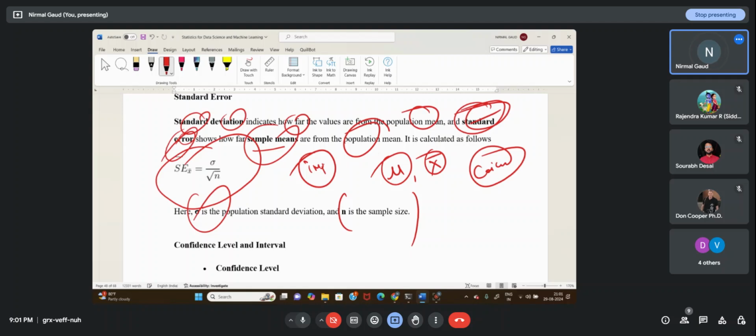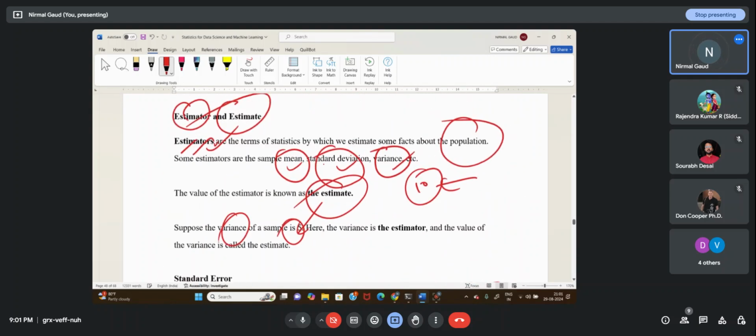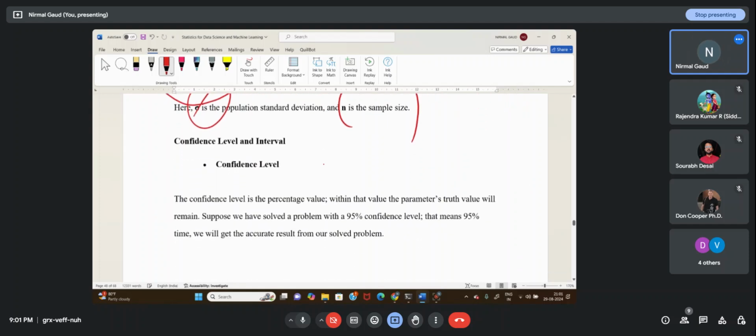This is your standard error. So estimator, estimate, standard error, confidence level. Now, from here some hypothesis testing and other topics begin.